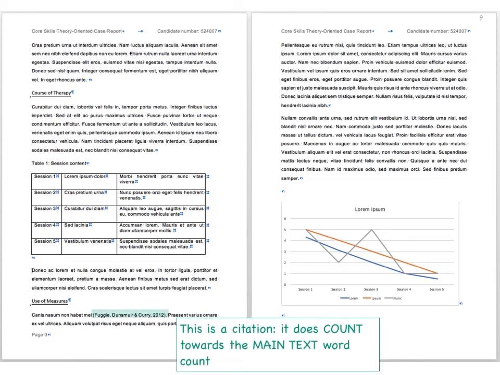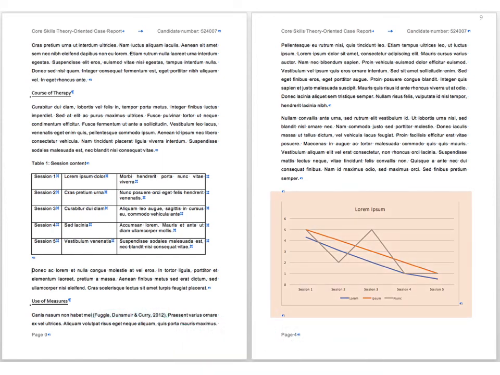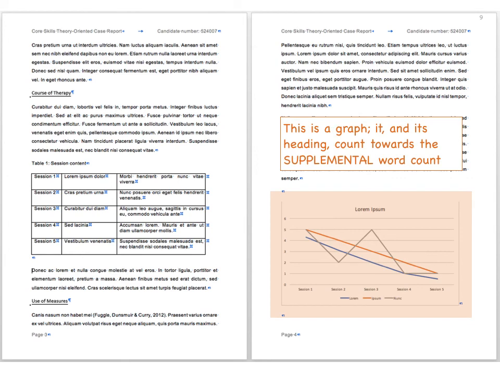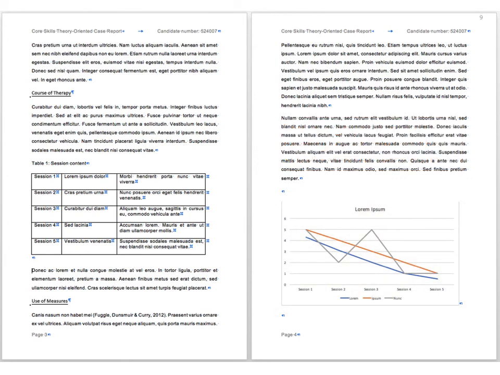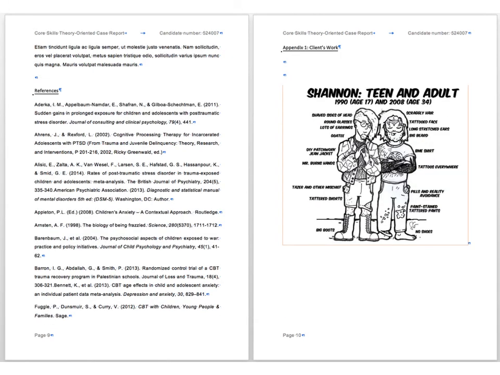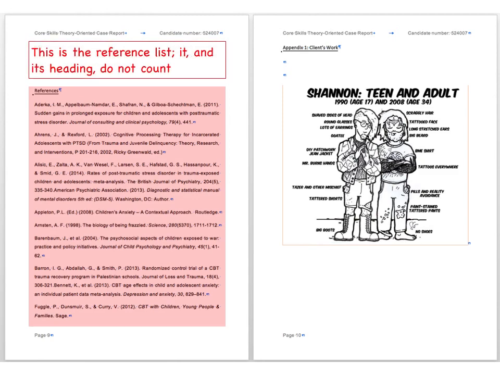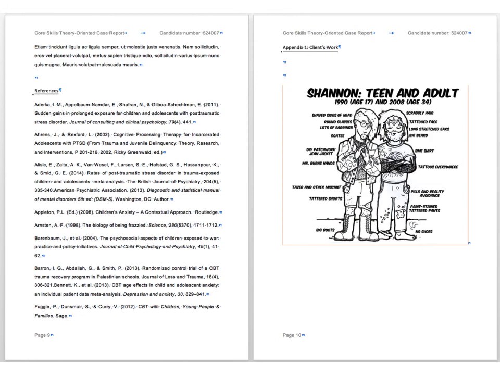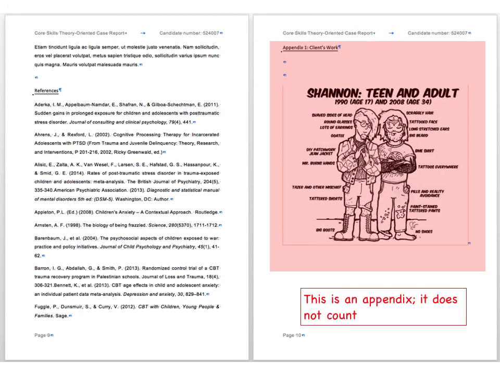Here you'll see a citation. This, as we said earlier, does count towards the main text word count. This is a graph. It and its heading count towards the supplemental word count. This here is the reference list. It and its heading do not count. This is an appendix. It does not count.